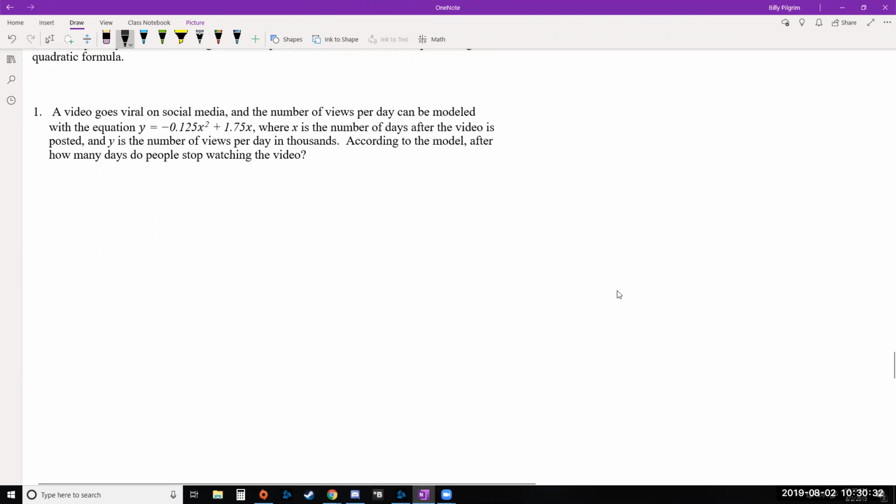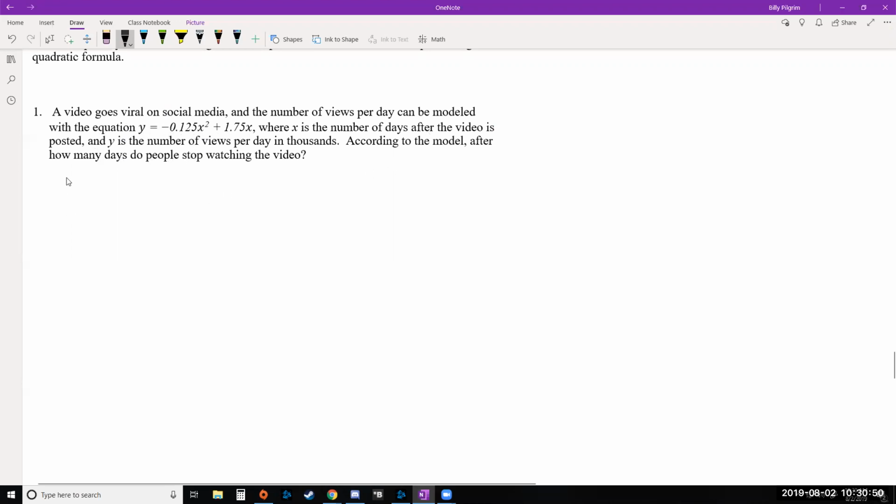Now, obviously, this is in the quadratic section, so we should be thinking about that. But if these problems are all mixed together, let's say like on the final exam, you look at this equation and you immediately identify you have a quadratic equation because we have an x squared. Okay, so keep that in your mind. We have to think about what type of problem, what type of model. This is a quadratic model.